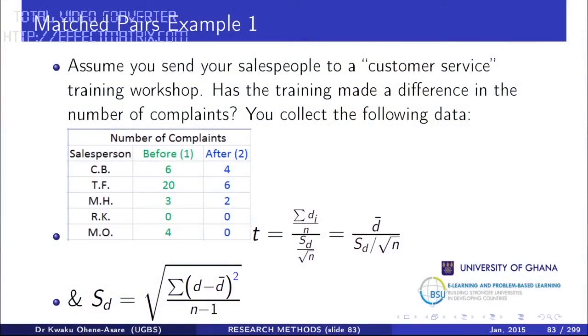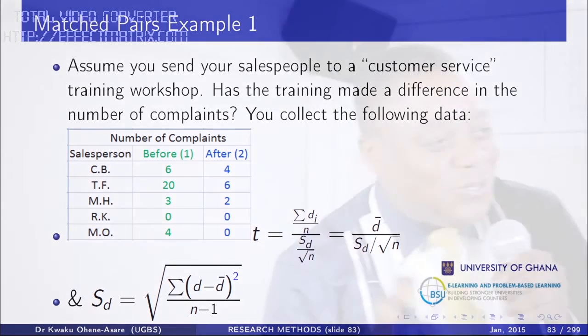So here we go. I'm going to ask you a question. Look at it with all your beaming eyes, because I'm going to ask you, who must have benefited the most from the training? So here you have CB. Before, the complaint was 6. After, complaint is 4. TS. Before, complaint is 20. After, complaint is 6. And then last guy, MO. Before, 4 complaints. After, 0. Now let me ask you, which of these 5 guys must have benefited the most from the training exercise?